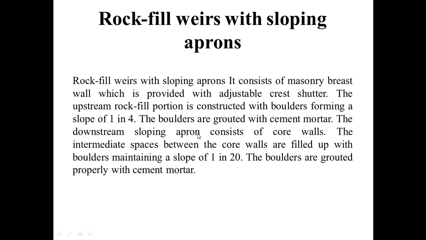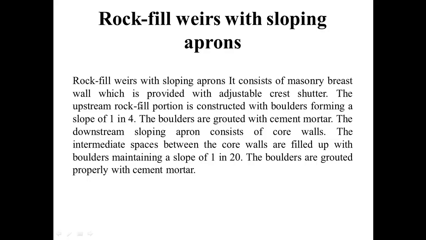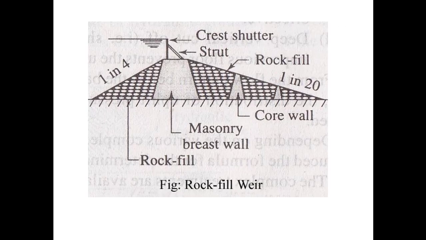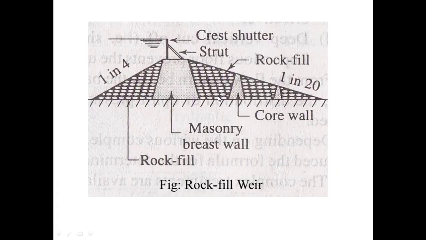The downstream sloping apron consists of core walls. On the downstream side, they provide core walls as shown. The intermediate space between the core walls is filled up with boulders maintaining a slope of 1 in 20, which means 1 vertical and 20 horizontal. The boulders are grouted properly with cement mortar.